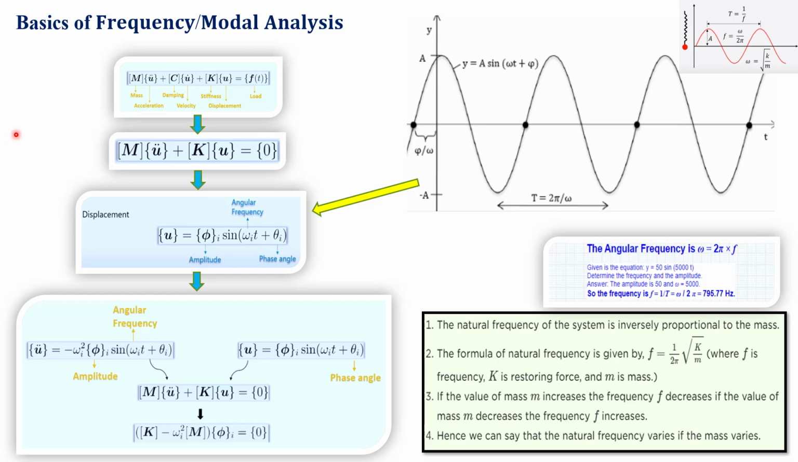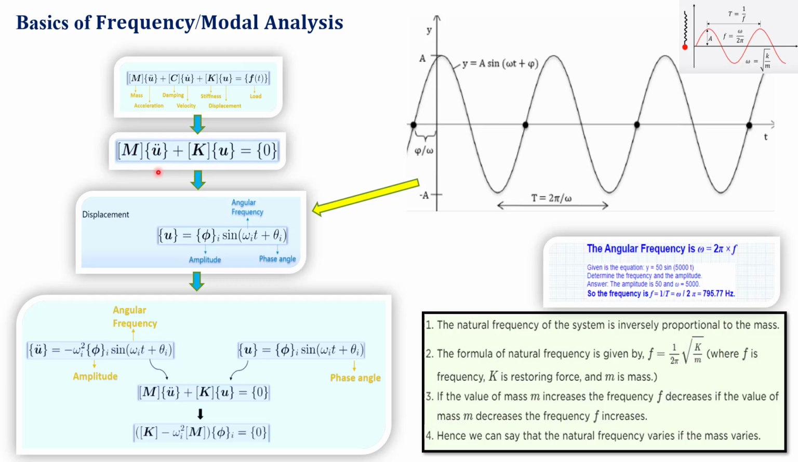Yeah, this is a slide. So that is what I told: m u double dot plus c u dot plus k u, which is equal to f of t, the load. When it comes to modal analysis, we are not going to consider the damping, so we keep it as constant 0. We remove it, and then we have m u double dot plus k u, which is equal to 0.